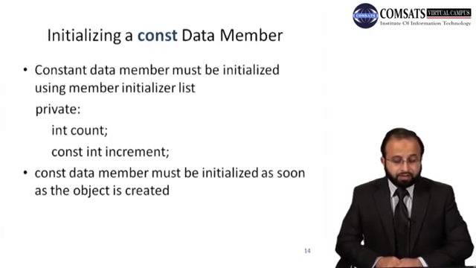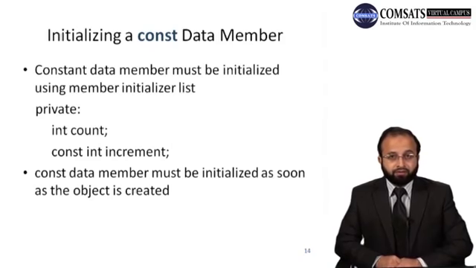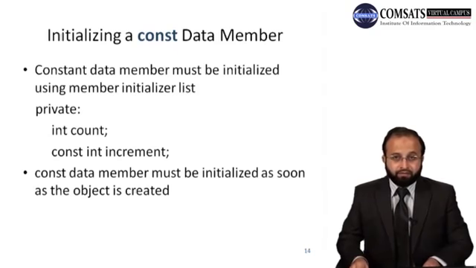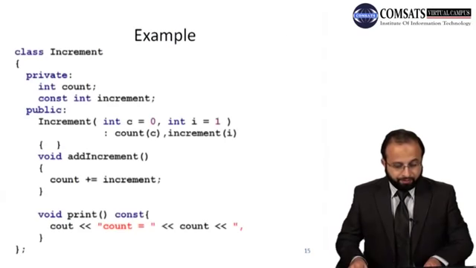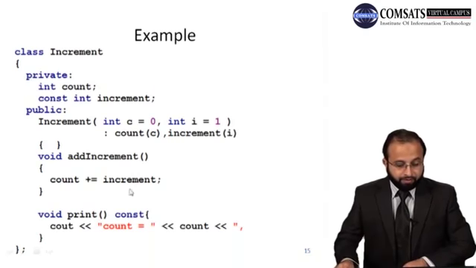So when there is a constant as a private data member of the class, then whenever the object is created, it must be initialized with some value, and after initializing it is not possible to change the value of the constant. Let's see the example program. This is the example program in which we have 2 private data members, count and increment. This increment is a constant, and count is a simple int type.